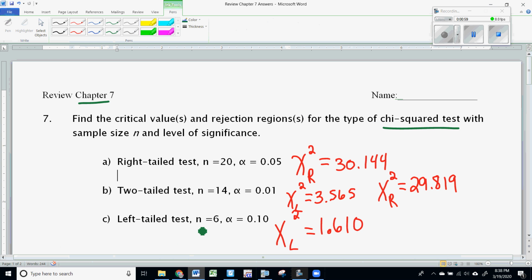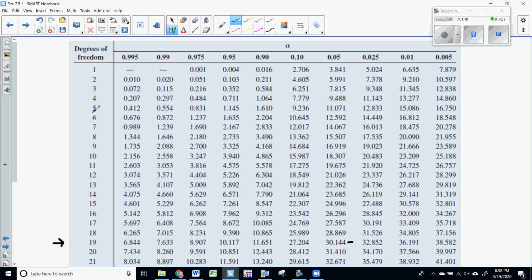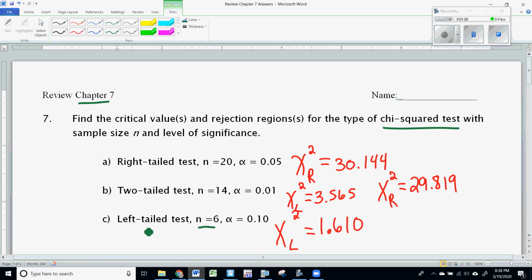Let's jump down to the left-tailed test here where n is 6. That means our degrees of freedom is 5. It's 0.1, but because our chart's to the right, we would need to look at 5, and we would need to go to 0.9, which would be right here, 1.61, which once again, you can see as our answer.